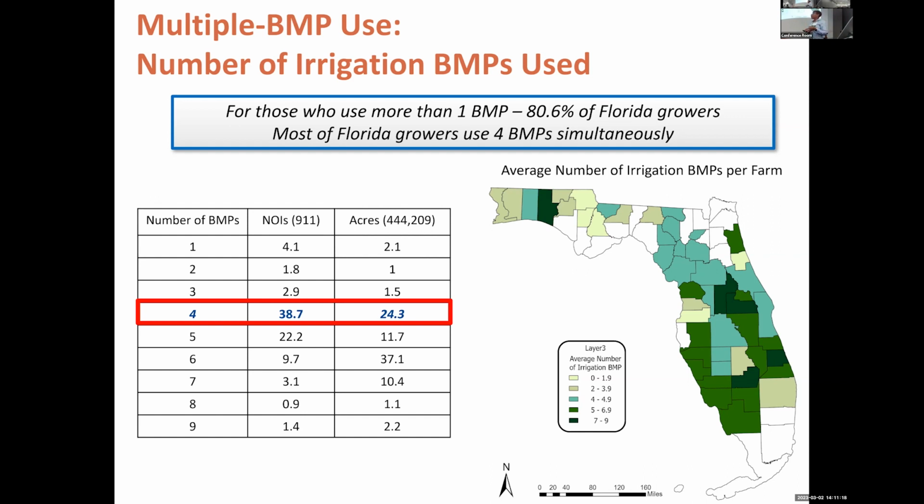And the map that we have on the side here is just showing what that distribution looks like by county. So we took the totals for each farm, the total number of BMPs used for each farm, and averaged that for the county. So what's in blue and those darker greens are 4 and more.